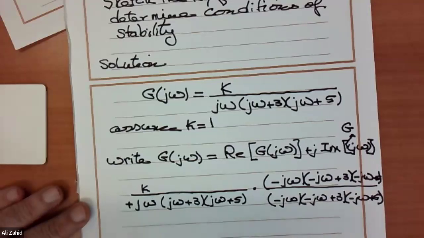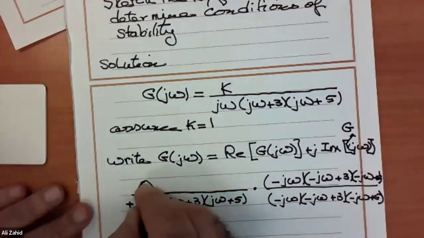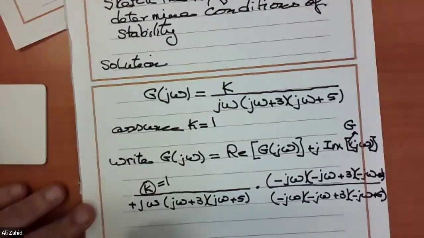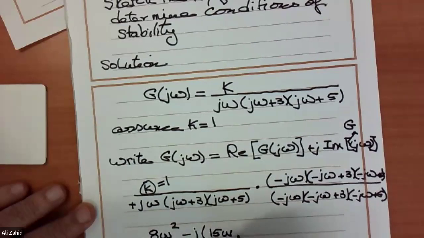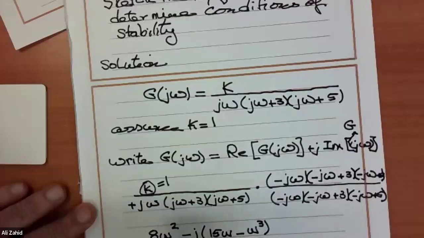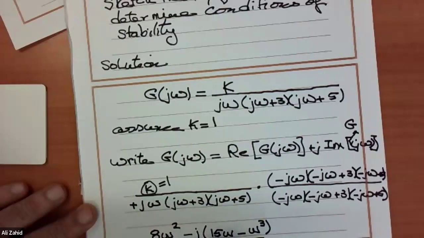Did you get it? Yes, got it. Okay. K equal to what? K equal to 1. So if you simplify this, this is what you are going to get: minus 8 omega squared minus j(15 omega minus omega cubed) over 64 omega to the 4 plus omega squared times (15 minus omega squared), the whole thing squared.